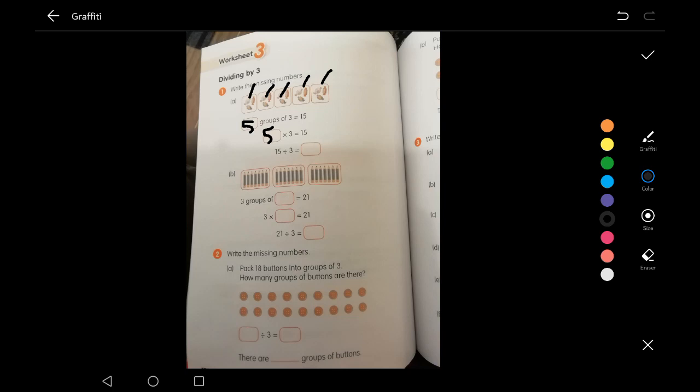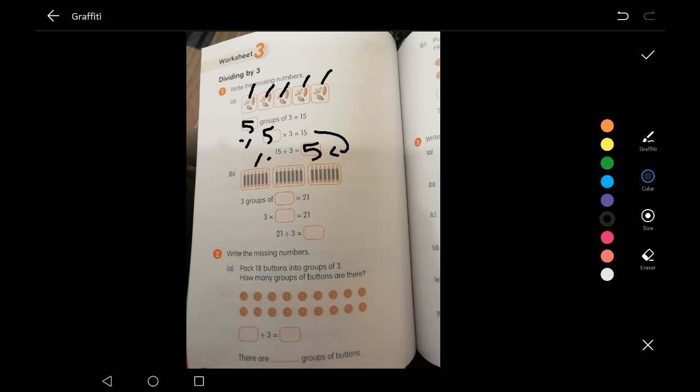And as I told you before, division is the reverse of multiplication. So the related division sentence here is 15 divided by 3 equals a number. To solve this, I think of a number that I multiplied by 3 and got 15. What number do I multiply by 3 to get 15? It is 5. 5 times 3 equals 15.